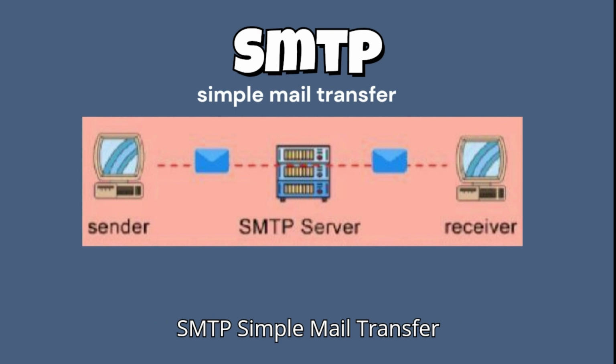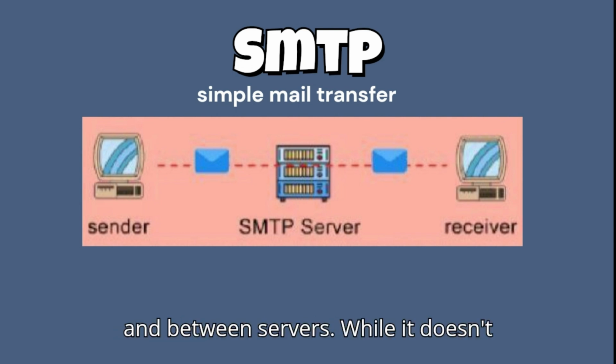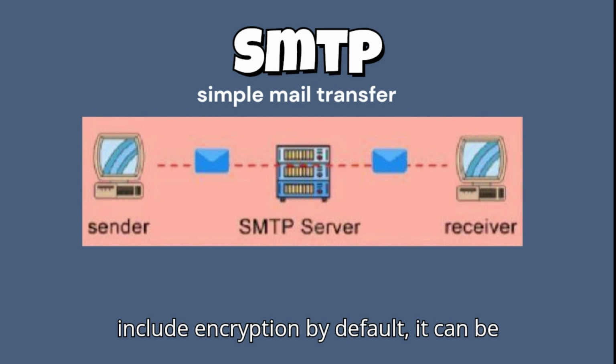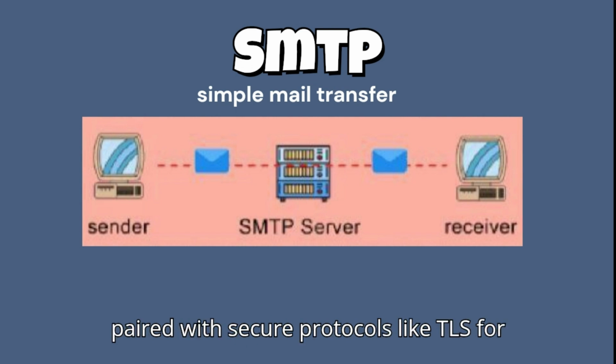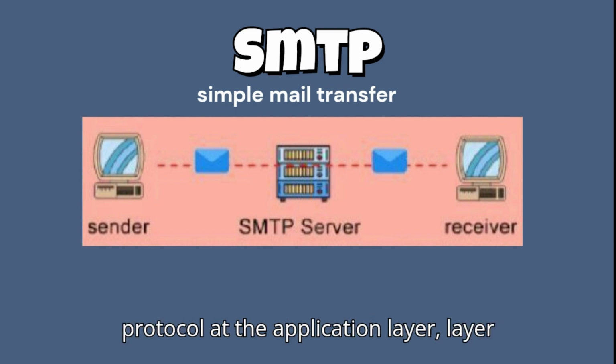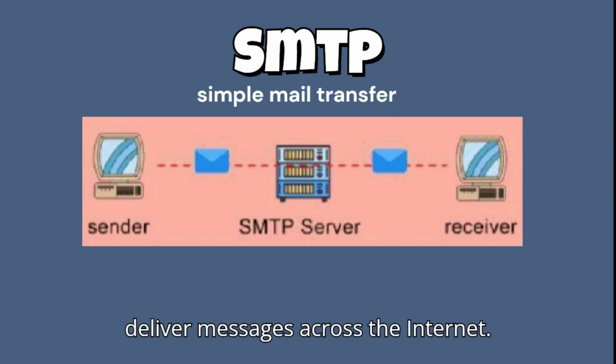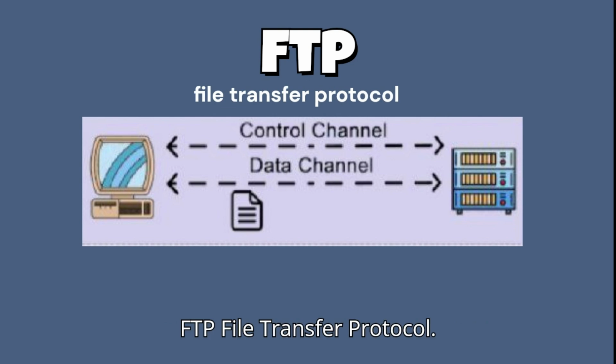SMTP, Simple Mail Transfer Protocol. SMTP is used for sending emails from a client to a server and between servers. While it doesn't include encryption by default, it can be paired with secure protocols like TLS for added safety. SMTP is a protocol at the application layer, layer 7, and is key to how email systems deliver messages across the internet. FTP, File Transfer Protocol.